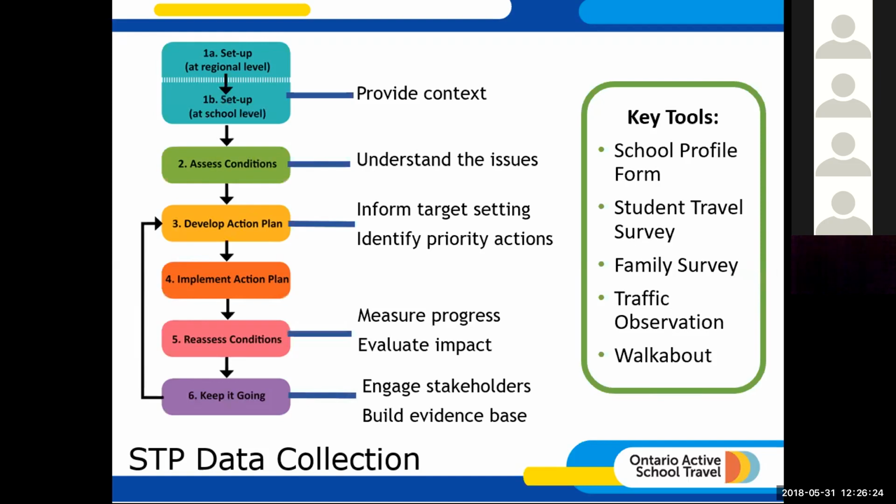The collection and dissemination of data also presents many opportunities to engage stakeholders in the STP process in a really meaningful way. So students can help to run the travel survey in their classroom and share the results with their peers. Parents can take the opportunity to share their ideas and concerns about the school journey in the family survey. Teachers can use the travel survey data as part of classroom learning activities. And regional stakeholders can participate in the walkabout and the traffic observation to experience firsthand the travel challenges faced by students, parents, and staff.